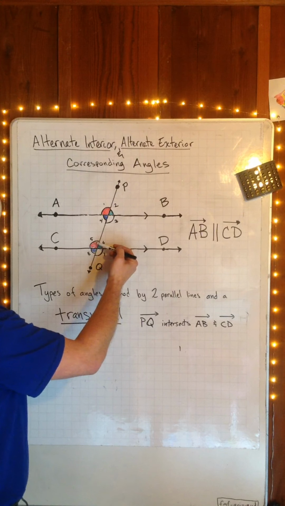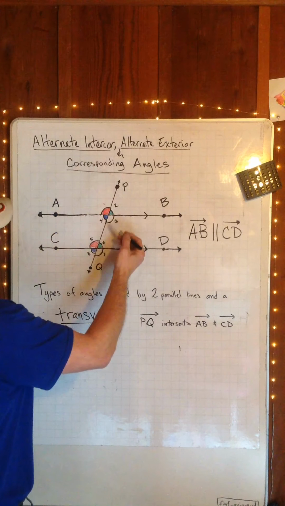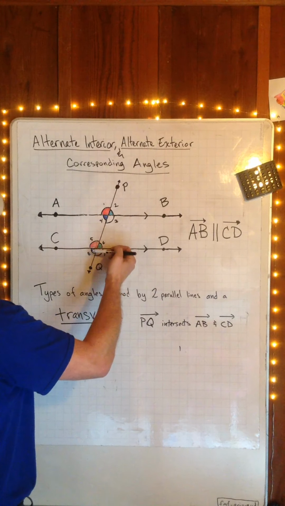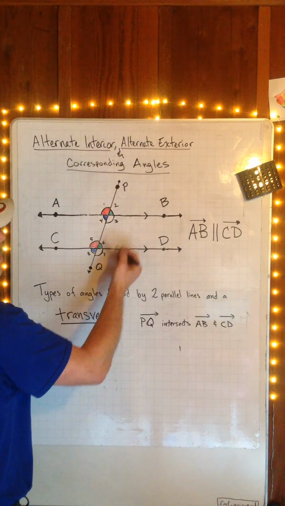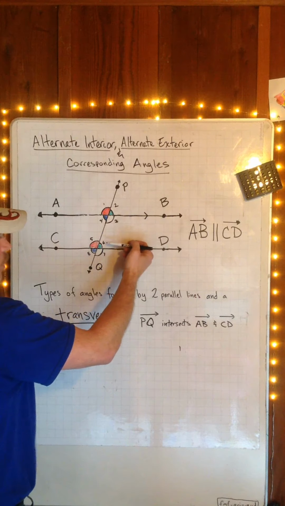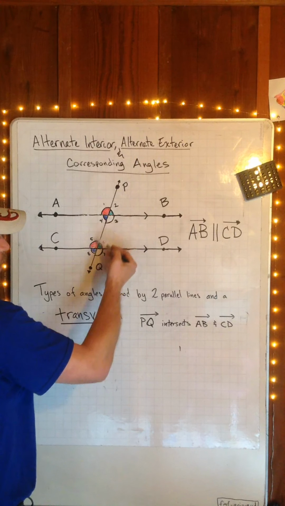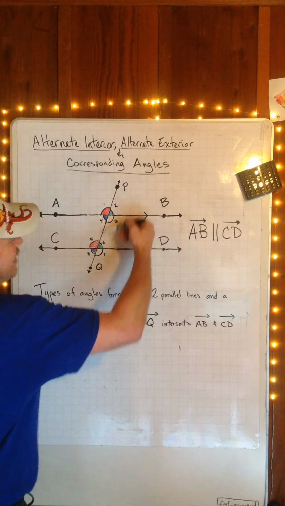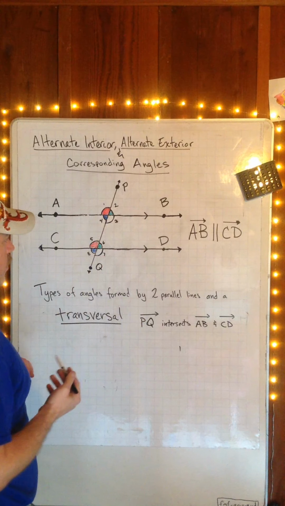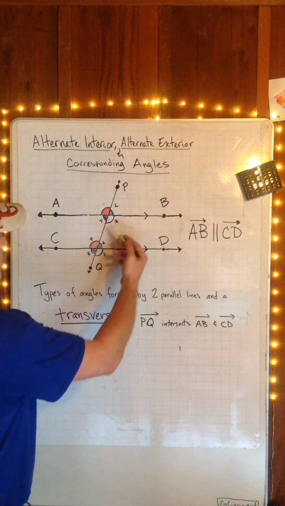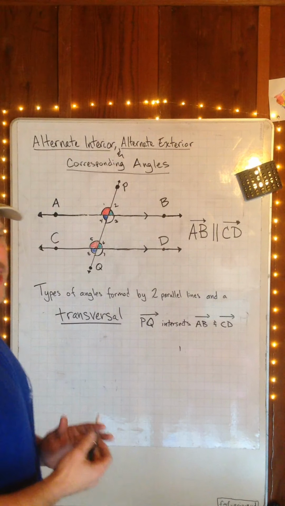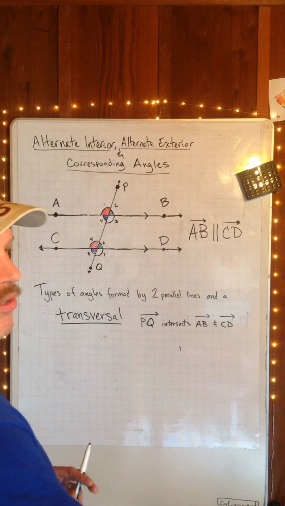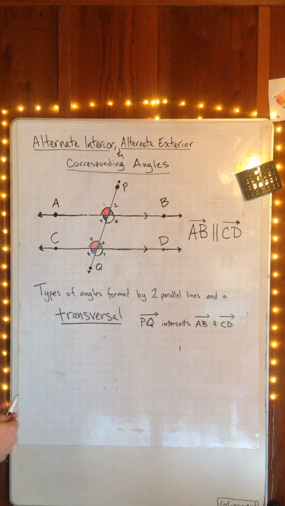Now you can tell that they are alternate. That means that they are alternating, they're going back and forth. And interior, that's on the inside, right? And so 3 and 5 could alternate for each other, and they're on the inside of this figure here. So 3 and 5, alternate interior angles. Can you find another?